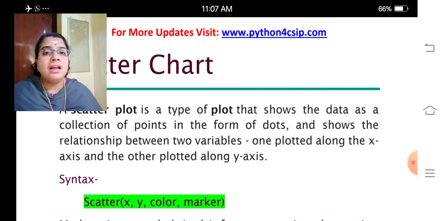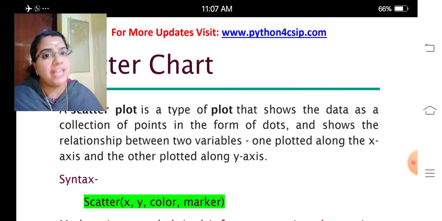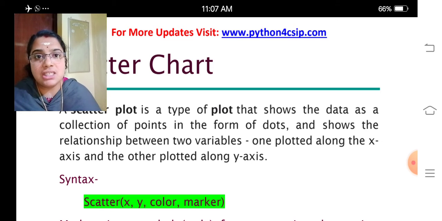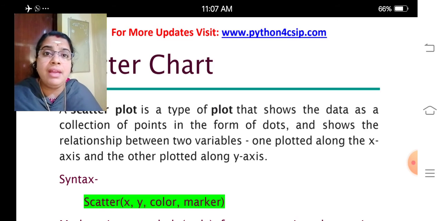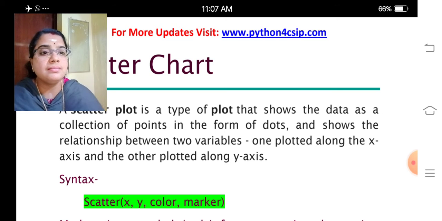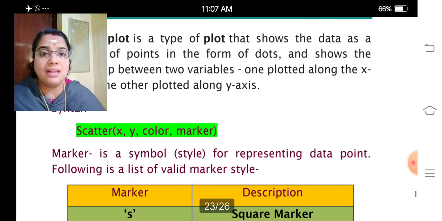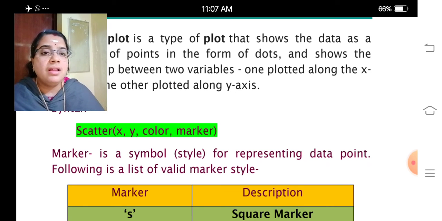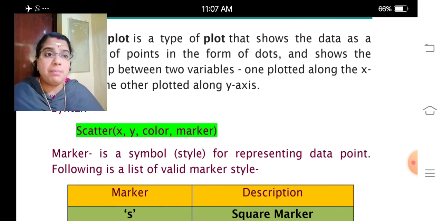My dear children, so far we discussed some shapes like line, bar chart, histogram, pie chart. All of these have their own shapes or at least drawings. Here in the scatter chart we will only have dots, and color and marker are the two attributes. Marker is a symbol that we already discussed in the line chart, that is marker and marker edge. So marker is a symbol or style for representing the data point.